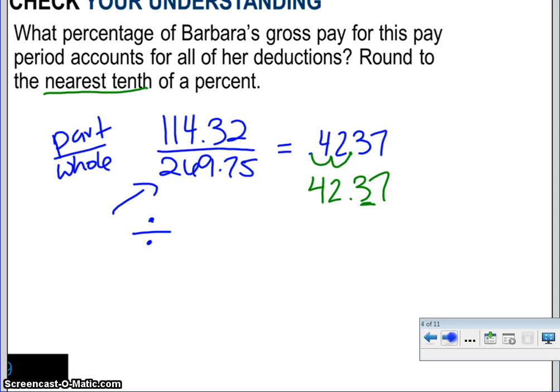In order to determine if I round up, I look at this 7 here. If it's a 5, 6, 7, 8, or 9, I'm going to round up. If it's a 4 to a 0, I keep it the same. So in this case, because it is a 7, it's 42.4%.